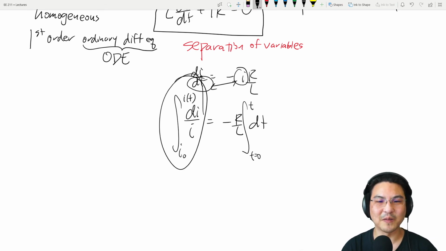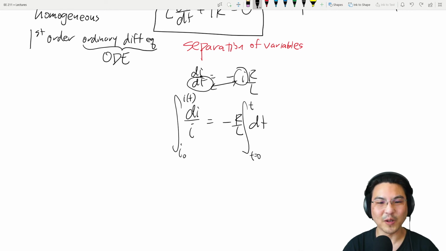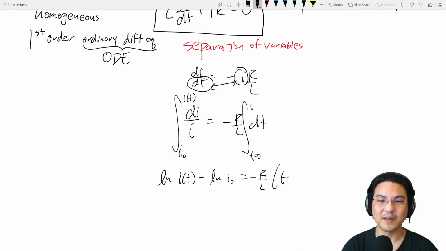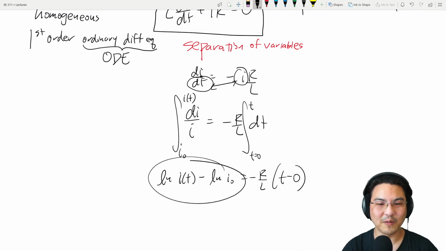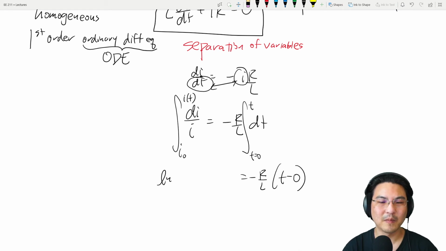So what is the integral of di over I? Natural log, ln. Okay, and then here, minus R over L, t minus 0. All right, and we can always rewrite this like that, same thing, right?